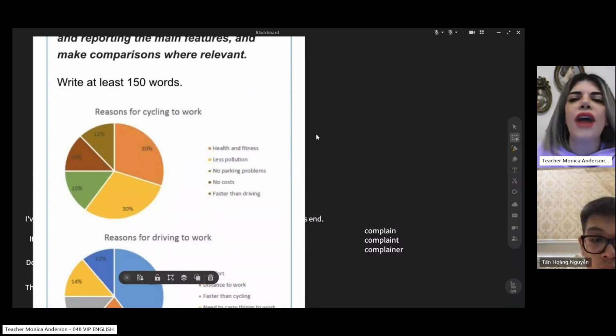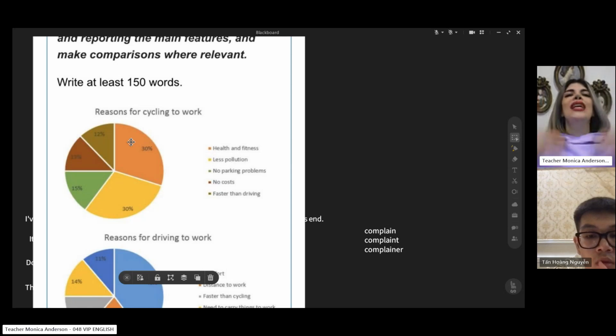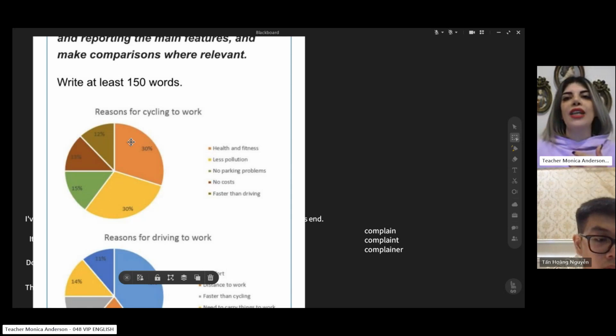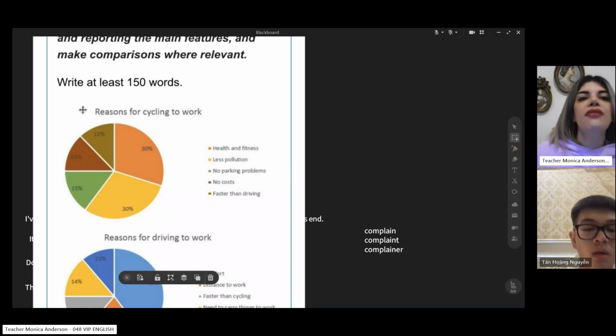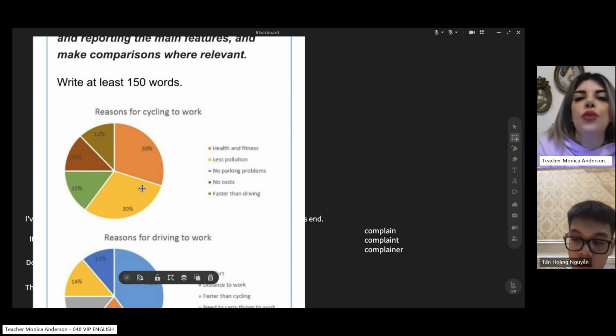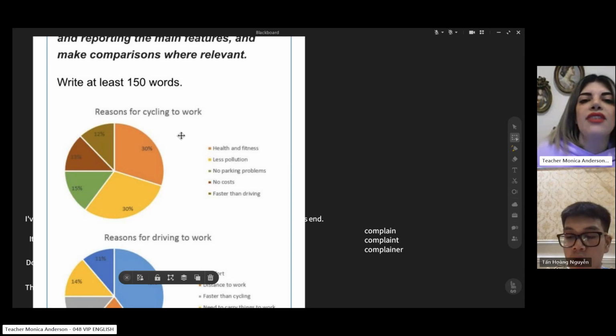Let's write and let's learn how to write. We have two pie charts here, and they illustrate, they depict, they demonstrate different methods of traveling to work and the reasons why people choose this type of transport. So the reasons for cycling to work, different methods and the reasons why people choose. We have some reasons here, and some reasons below.